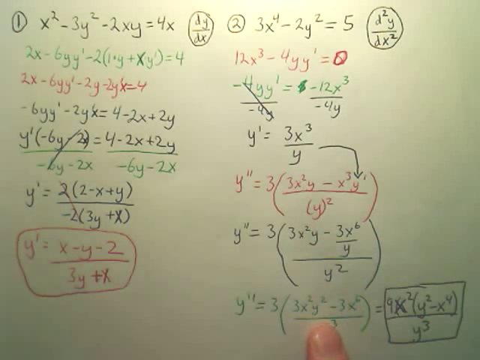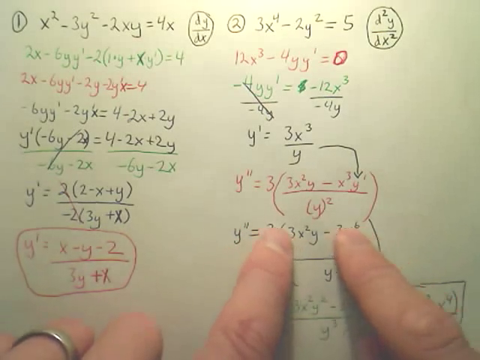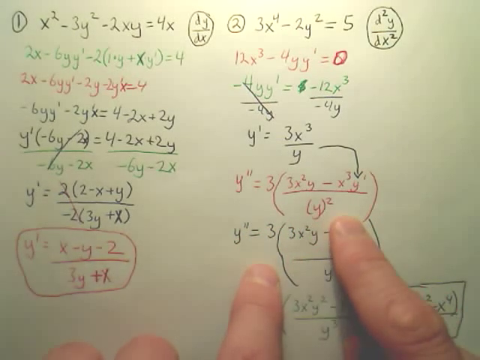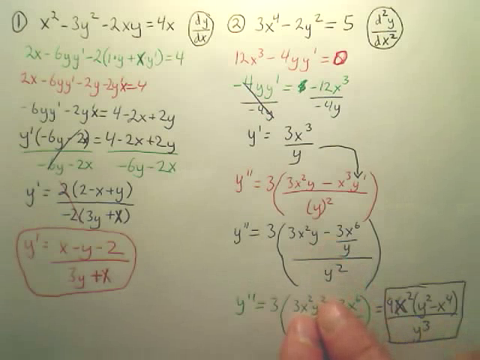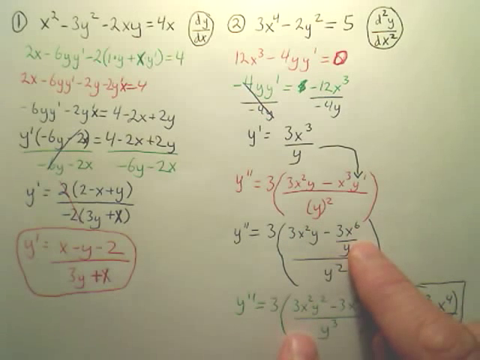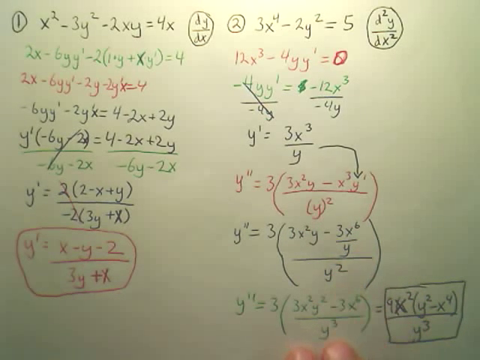To get from here to here, I had to get a common denominator right here. So to get a common denominator right here, I multiply top and bottom by y. Thus, that's where the y becomes a y squared. And the y here on the bottom of this thing combines with the y squared, leaving you y to the third.